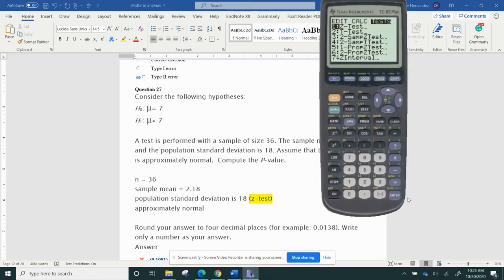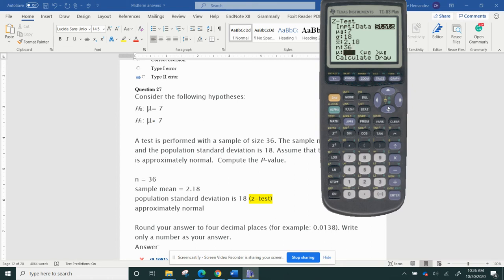So I'm going to hit enter. I'm going to do stats because I don't have any data to enter. When you do stats, hit enter so it blinks at you. Okay, so it wants right here the population mean, which is the mean that's in the hypothesis, which is 7. It wants the population standard deviation, which is 18. And if you see down here, that's why I did all this, so I can easily find it. Sample mean is 2.18, and the sample size is 36.